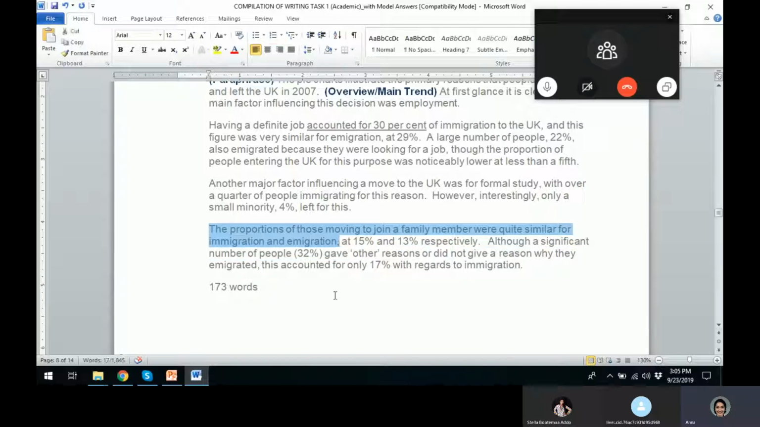And then lastly, the proportions of those moving to join a family member were quite similar for immigration and emigration. You can stop there, okay, but to write a stronger task one, give supporting details, okay? at 15% and 13% respectively. Okay, and take note of the use of commas here. Although a significant number of people, so there's another paraphrase, significant number, detail 32%, gave other reasons or did not give a reason why they emigrated. This accounted for 17% with regards to immigration.